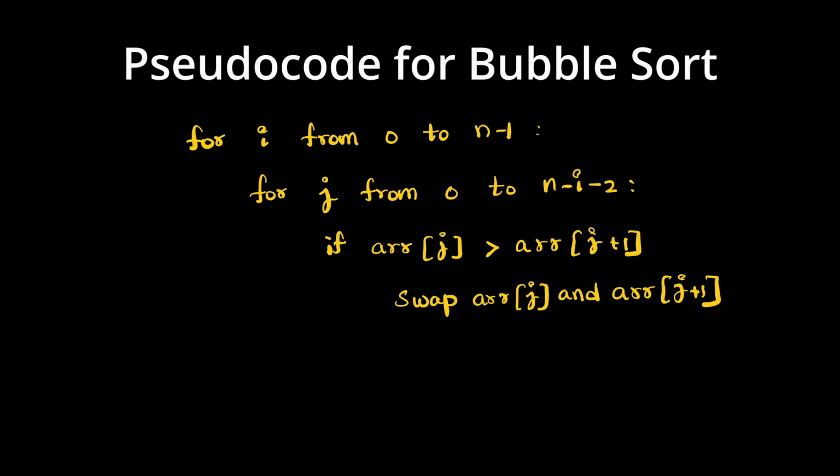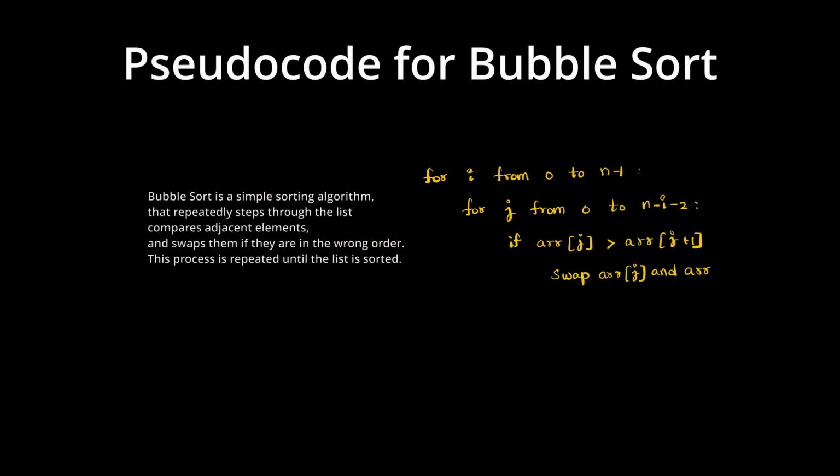Let's now connect our formal definition to this pseudocode. How does each part of the definition turn into code? Step through the list, translate to the code: for i from 0 to n minus 1. Compare adjacent elements, translate to the code: if array element at j greater than array element at j plus 1. Swap if in wrong order, translate to the code: swap array elements at j and j plus 1. Repeat until sorted, translate to the outer loop that runs n times to ensure full sort. So you can see each sentence in the definition maps directly to one or more lines of the pseudocode.